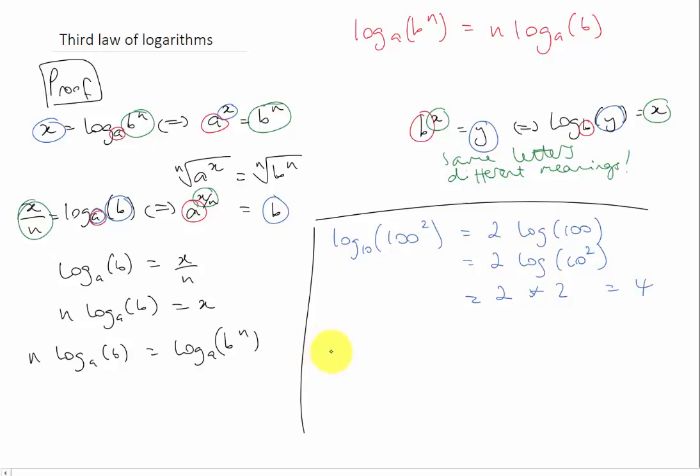Now let's do it the other way. We could multiply this out already. So let's say log of 100 times 100. So that's log in base 10 of 10,000, which is log in base 10 of 10 to the power 4. So log in base 10 of 10 to the power 4 is equal to 4. So this is the same number. So that matches up. Okay, so that's the third law.